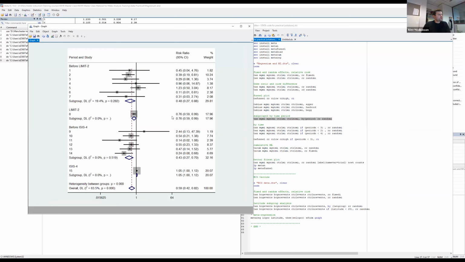So what can we conclude from this? If we look at the pooled effects, we can see that there is a statistically significant reduction in risk in all three of the initial groups, up until we get to this large study at the end, the ISIS-4 study. So that would suggest that this trial is having some impact on reducing the performance of the intervention.